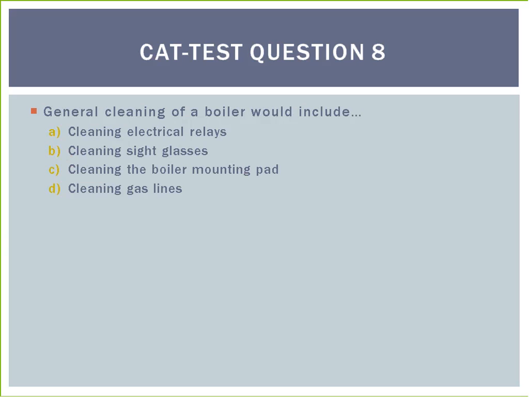CAT test question number 8. General cleaning of a boiler would include A. Cleaning electrical relays, B. Cleaning sight glasses, C. Cleaning the boiler mounting pad, D. Cleaning gas lines.